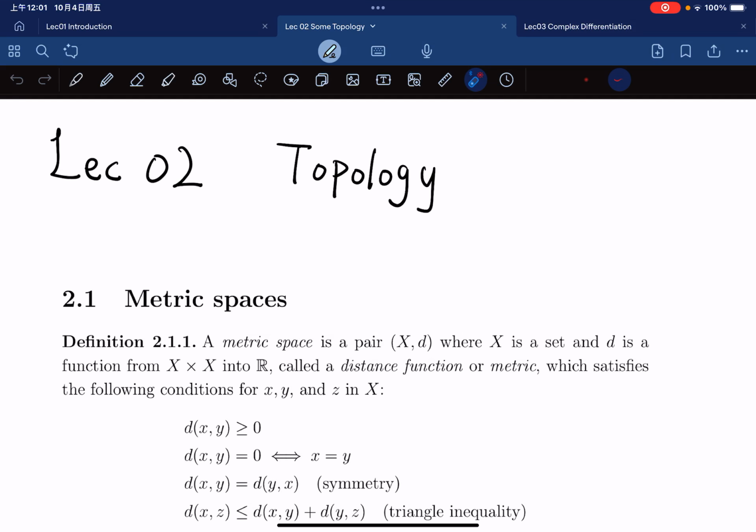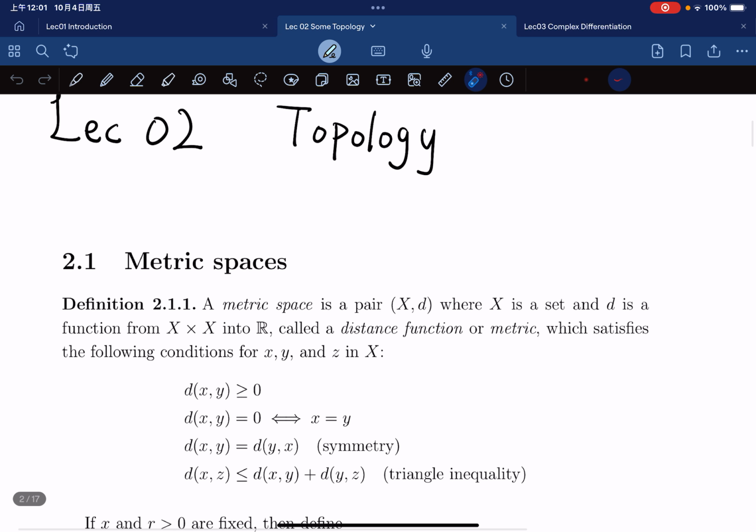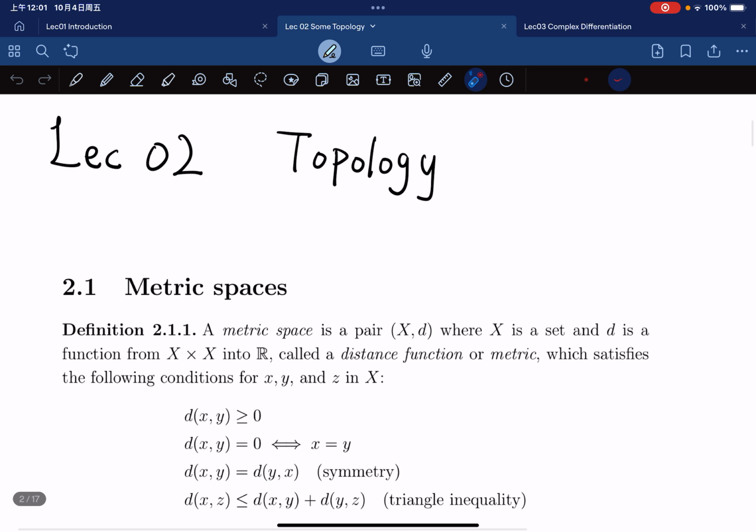Okay, so welcome to the second lecture. We're going to go through some basic results in topology, and the proofs will be skipped, and we'll just be listing out the theorems and results. Okay, basically a lecture of reviewing.